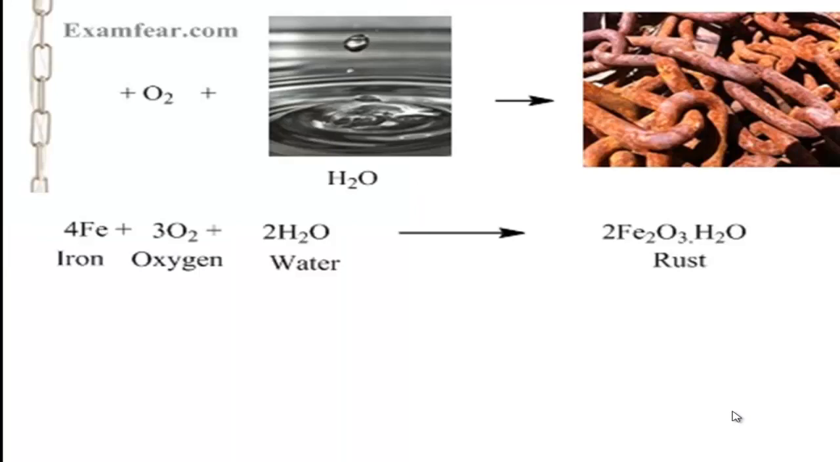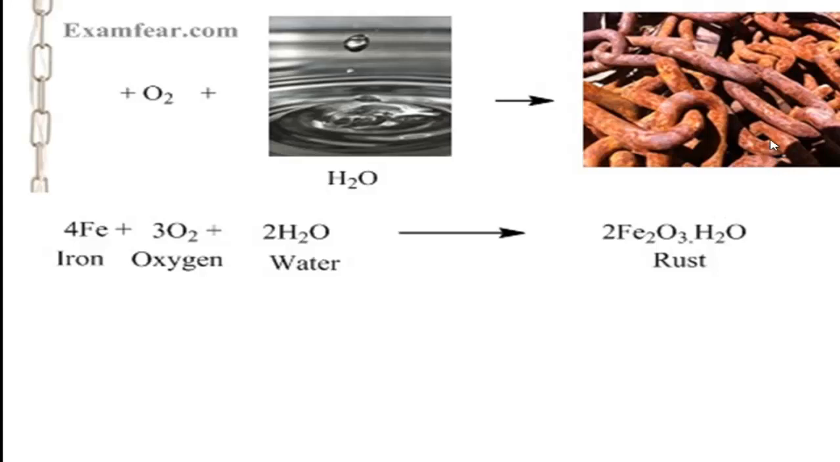What is rust formation, or how is it formed? We know that when any iron substance is kept in open air, it reacts with atmospheric oxygen and water and produces hydrated ferric oxide. That means it produces a reddish brown colored layer on the iron substance. This is actually called rust. So rust is mainly a reddish brown colored layer formed on iron.